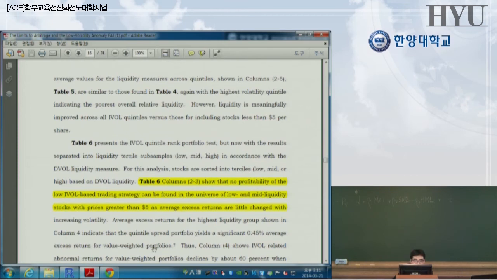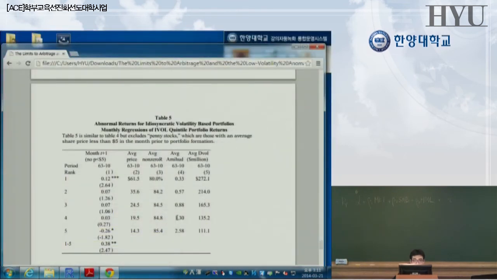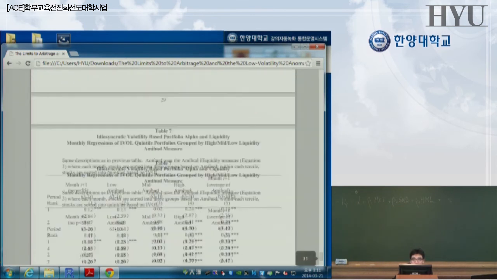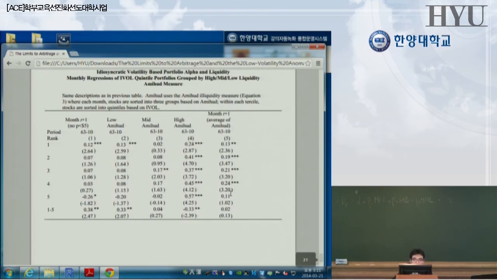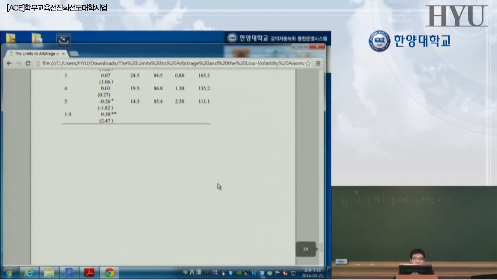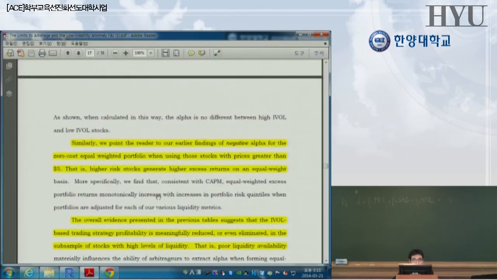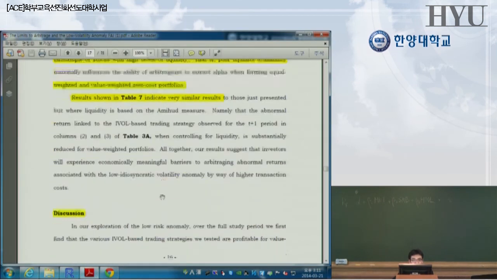Now table 6. I think table 6 is less interesting. Table 7 is less interesting. You can go over tables 6 and 7, but they are basically the same information, almost the same as table 5. So let's go directly to the conclusion and discussion.